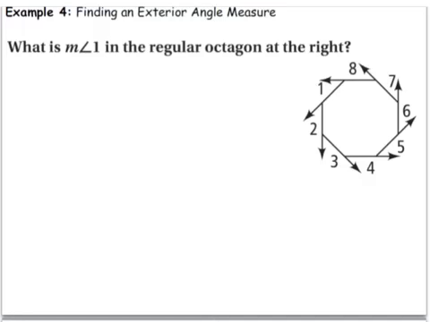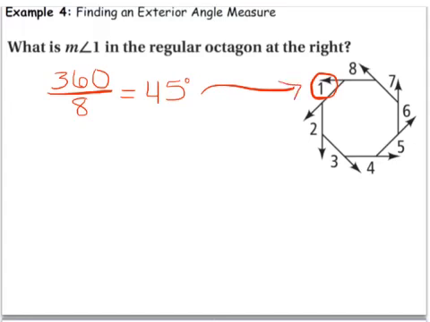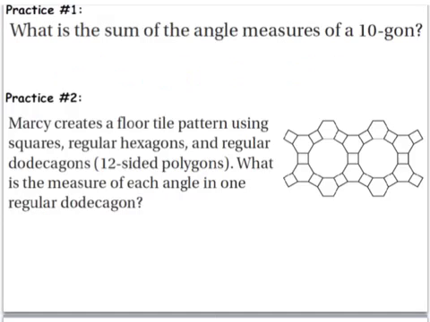Okay, let's use that theorem for this example. What is the measure of angle 1 in the regular octagon at the right? In this example, it's nice to know that this is a regular polygon because each of the exterior angles will actually be congruent to each other. So, since we know all the exterior angles will sum to 360, and we have 8 exterior angles in this problem, 360 divided by 8 is going to give us 45. So, angle 1 is going to be equal to 45 degrees.